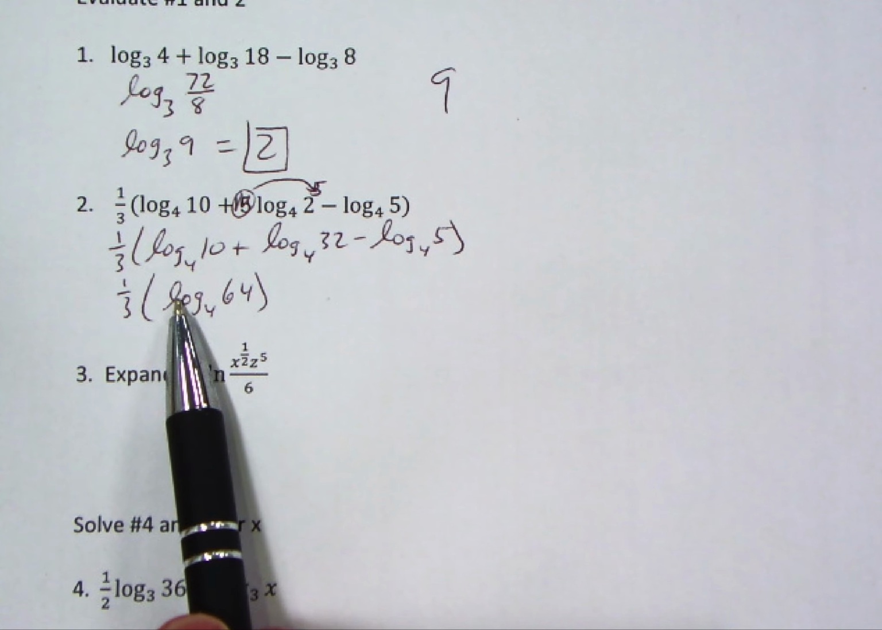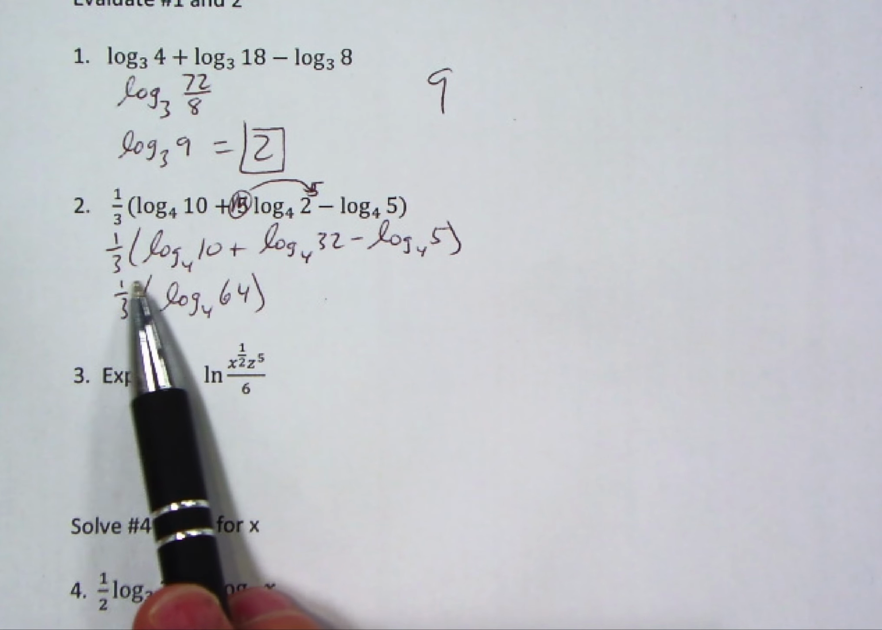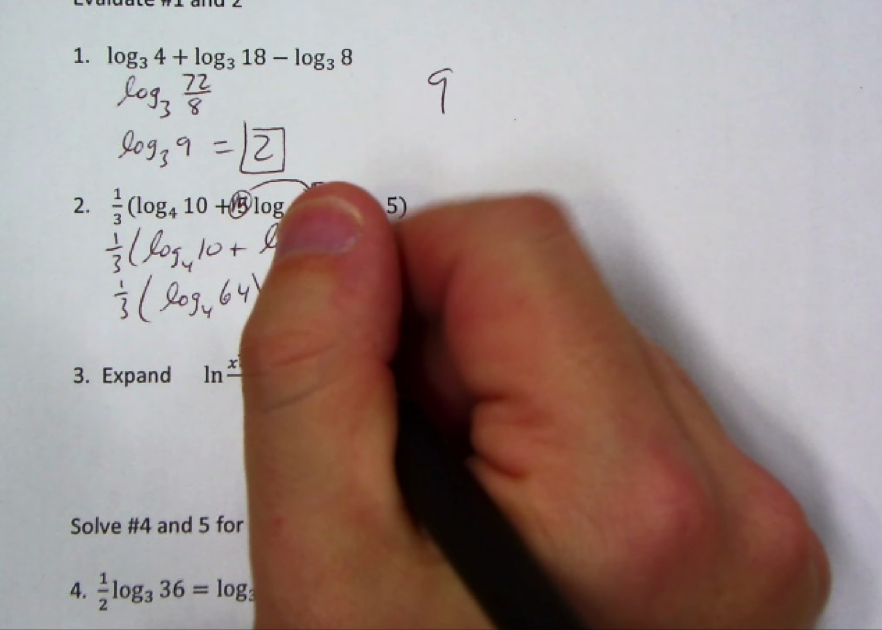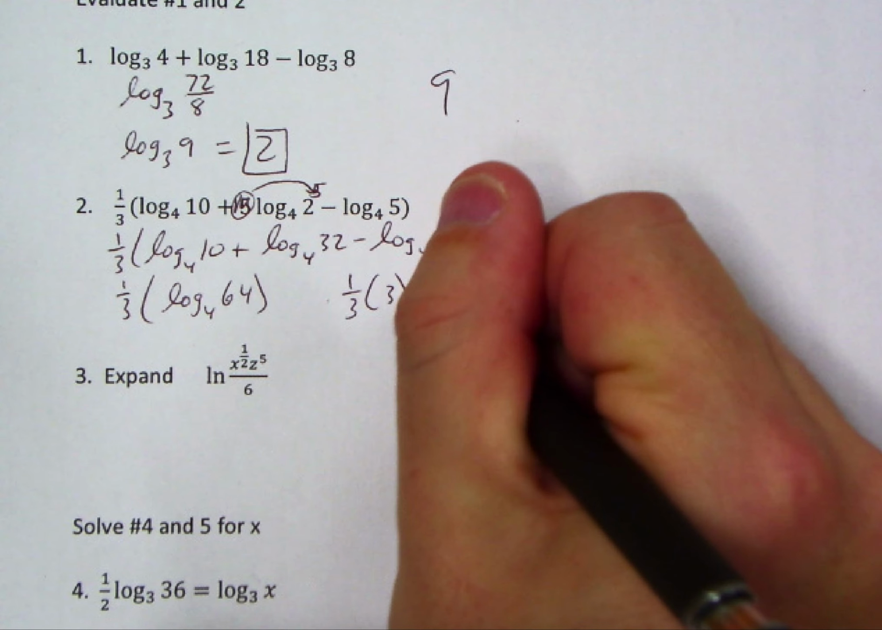Now I do know what log base 4 of 64 is. This is saying 4 to what power is 64, and that's 3. This whole expression is 3. So we have basically 1/3 times 3, which is 1.